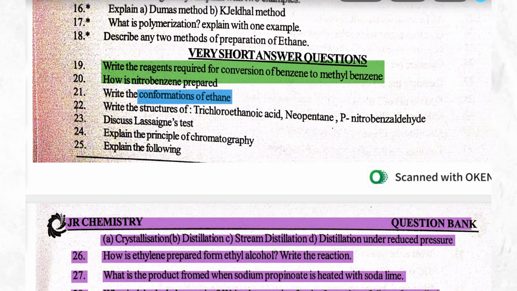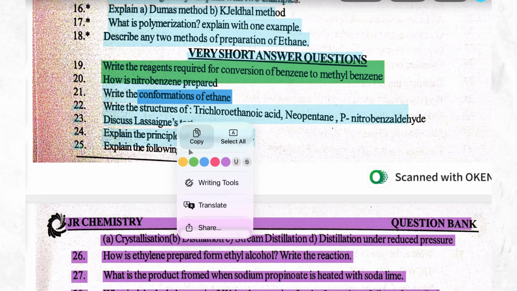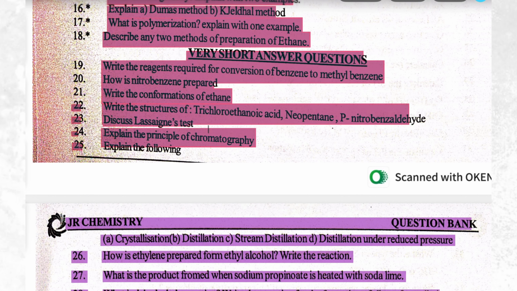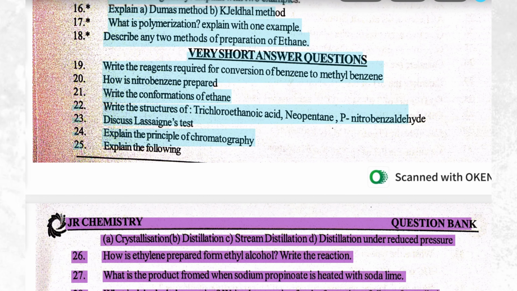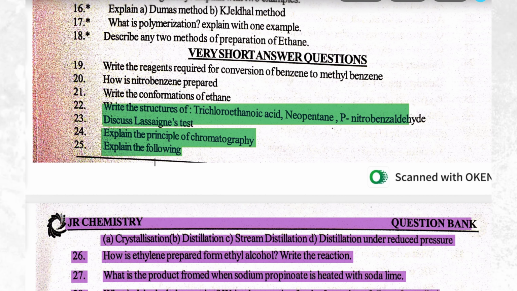See this 22, 23, 24, most important VSQs. Most important VSQs. Don't forget this. 22 onwards, 22 to 24. There is trichloroacetic acid, neopentane, para-nitrobenzoic acid. And what is the Lassaigne test? So many times asked in the VSQ. And explain the chromatographic technique.